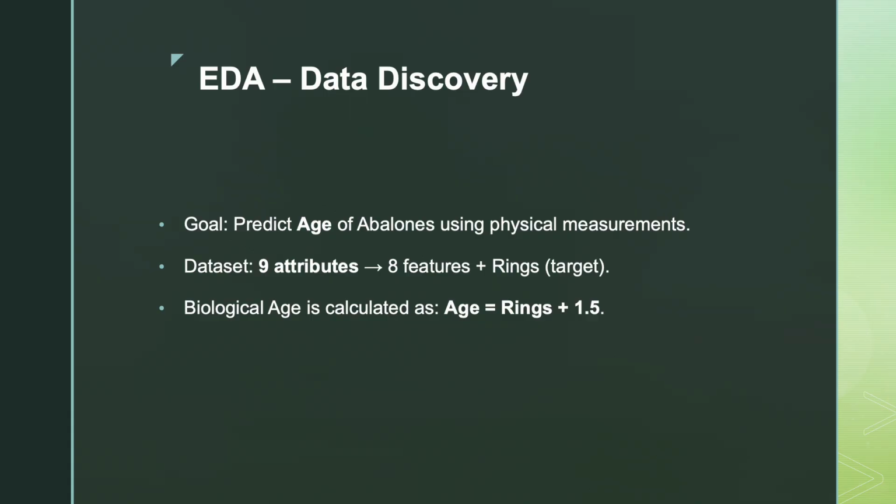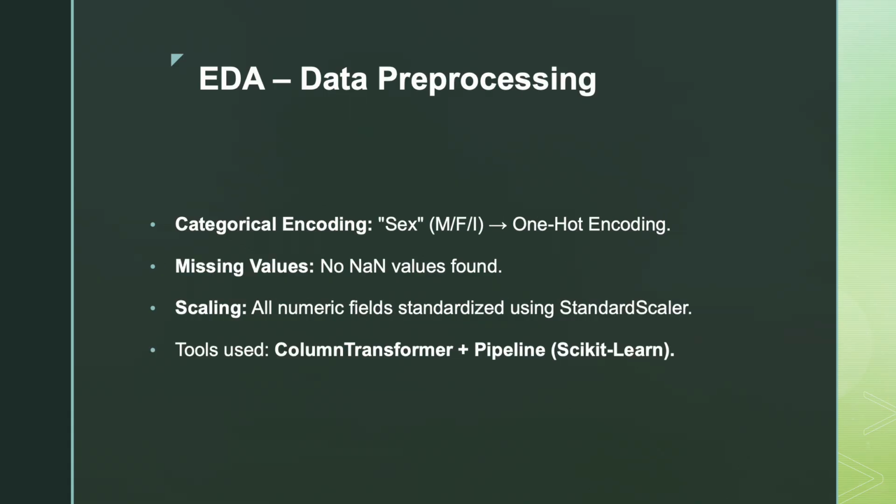In this project, the goal was to predict abalone age using physical measurements. The dataset has 9 attributes, 8 features, and 1 target, that is rings, which can be used to predict the age of the abalone using the formula rings plus 1.5.